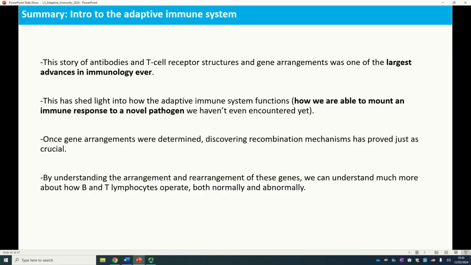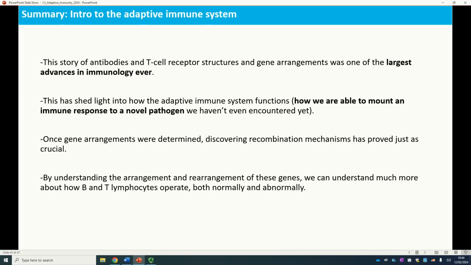So in terms of pulling together what we've talked about so far, the whole story of antibodies and T cell receptors and this whole gene rearrangement was really one of the main advances in immunology that we've seen so far. It's shed an important light on how we mount an immune response to a pathogen that we've never seen before. If you think about a pandemic, something we've never seen before, we have the ability to recognize a pathogen that the human race has never encountered. And that's because of this whole process that we've been talking about today.